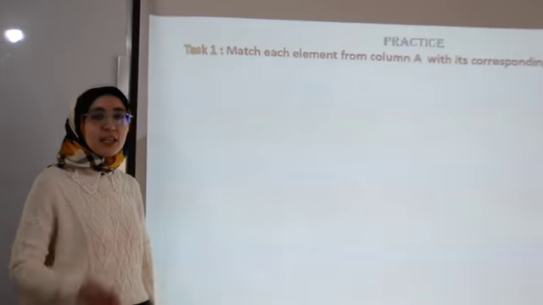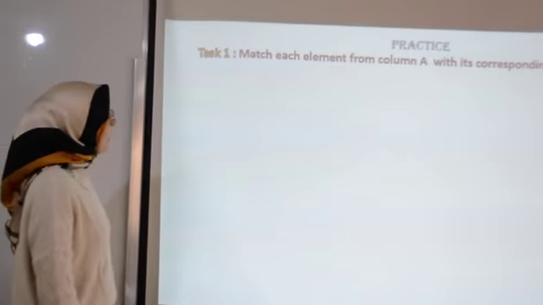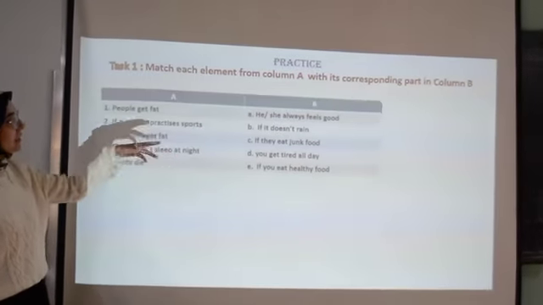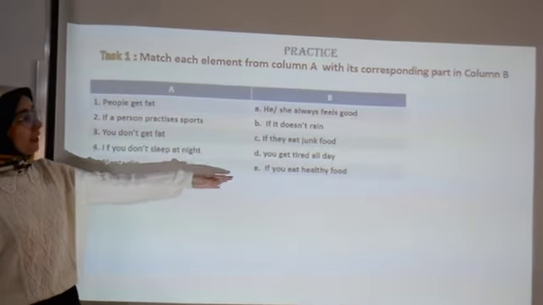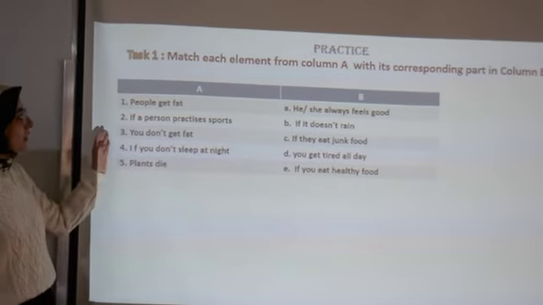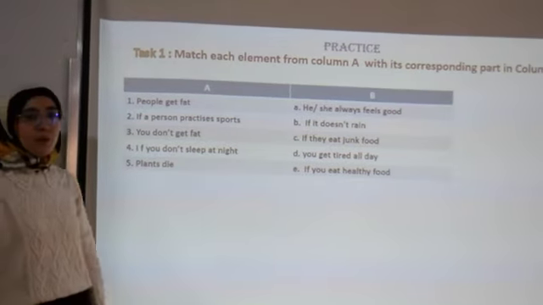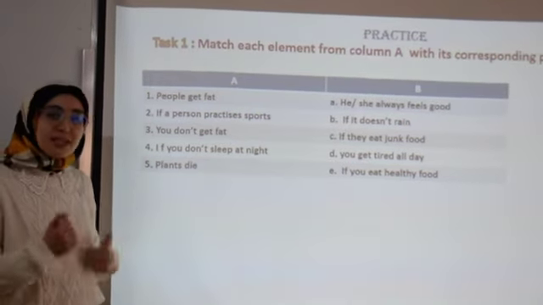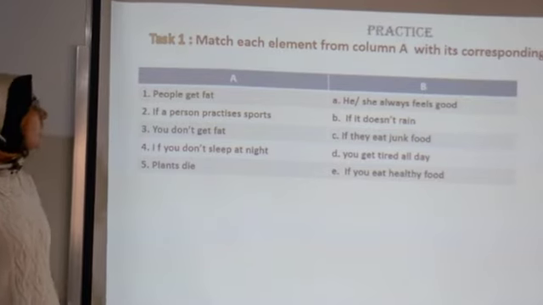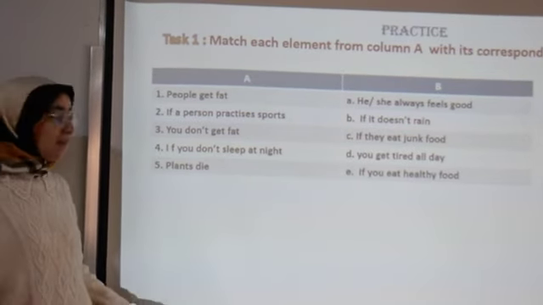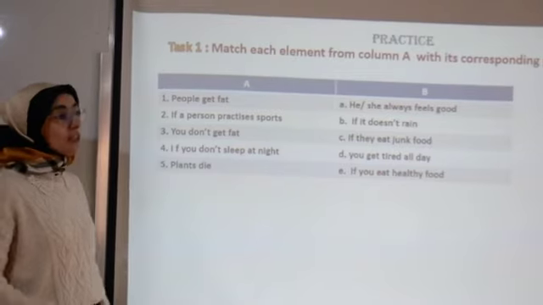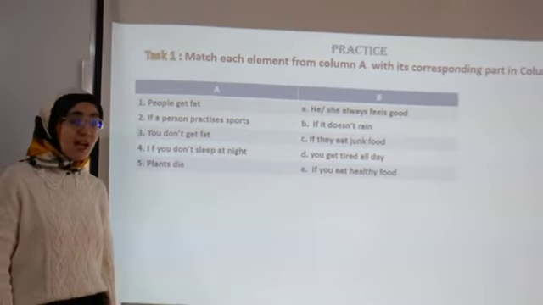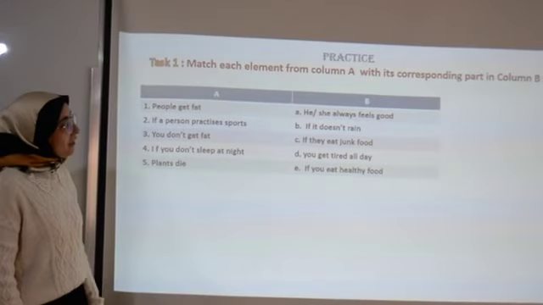Before that, let's practice. It's your turn. Task 1, you have to match each element from column A with its corresponding part in column B. Let me read the first column for you. 1. People get fat or obese. 2. If a person practices some sports. 3. You don't get fat. 4. If you don't sleep at night. And 5. Plants die.